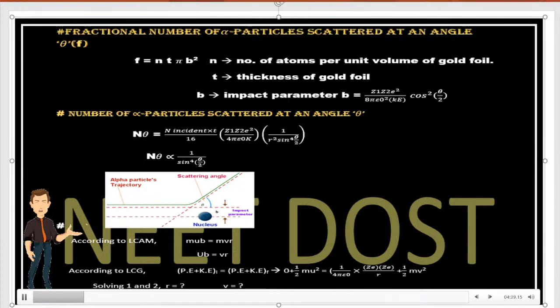b equals Z1 Z2 e square by 8 pi epsilon naught into kinetic energy into cos square theta by 2. You need not remember this. By seeing this formula, don't panic. They will give the impact parameter value directly, so we simply substitute here. For an idea, the impact parameter formula is Z1 Z2 e square by 8 pi epsilon naught kinetic energy into cos square theta by 2. Remember only the formula F equals n t pi b square.